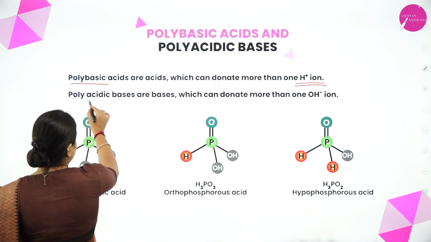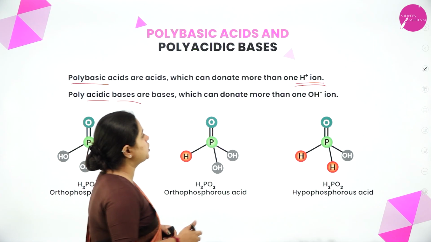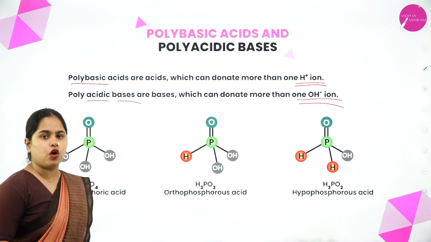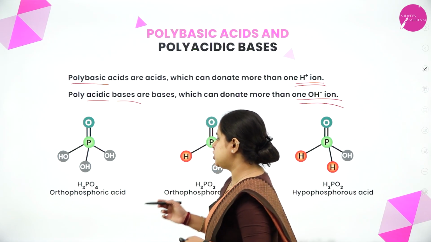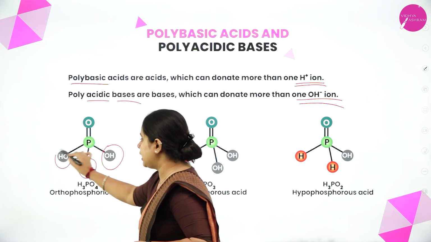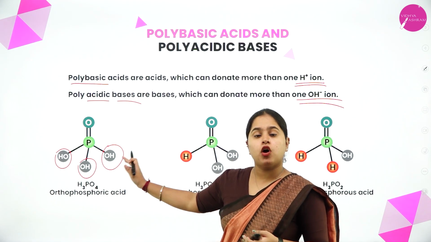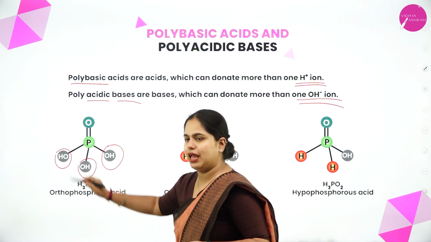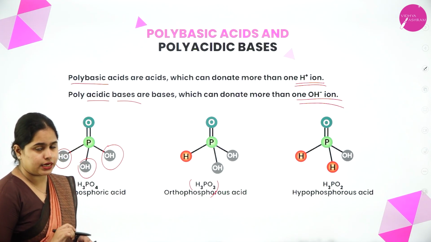Then what will be polyacidic bases? Bases means which can donate OH minus ions, right? Polyacidic bases are bases which can donate more than one OH minus ion. Okay. So these are few examples of polybasic acids. So let's consider the first one, H3PO4, which is orthophosphoric acid. So in this case you can say 1, 2 and 3. 3 hydrogen atoms or 3 H plus ions can be donated. So we can call this a tribasic acid. How many H plus ions can be donated? 1, 2 and 3.